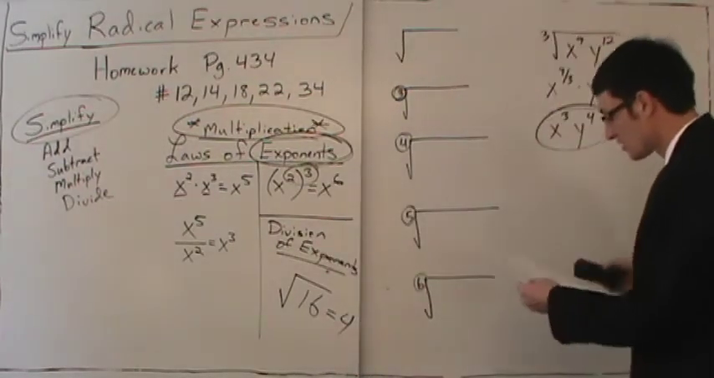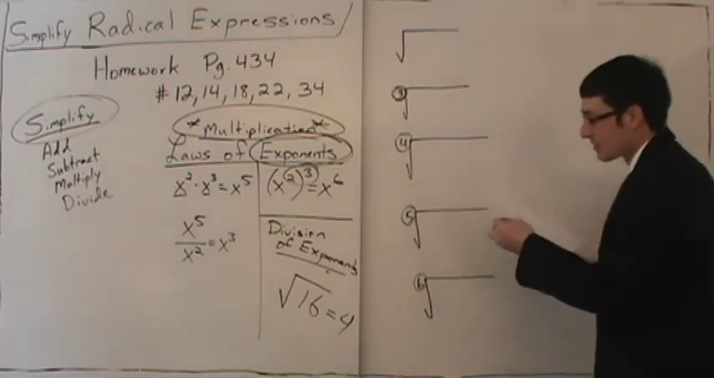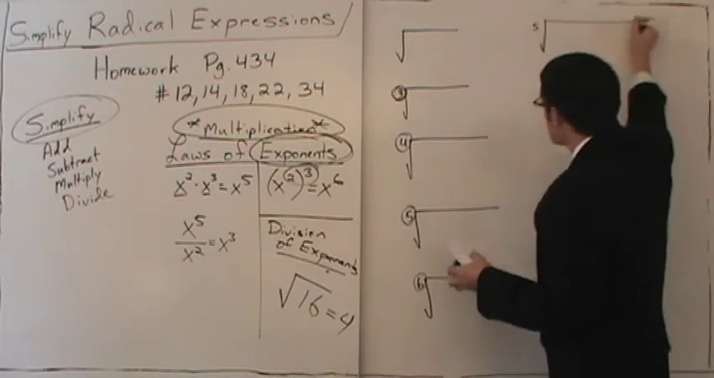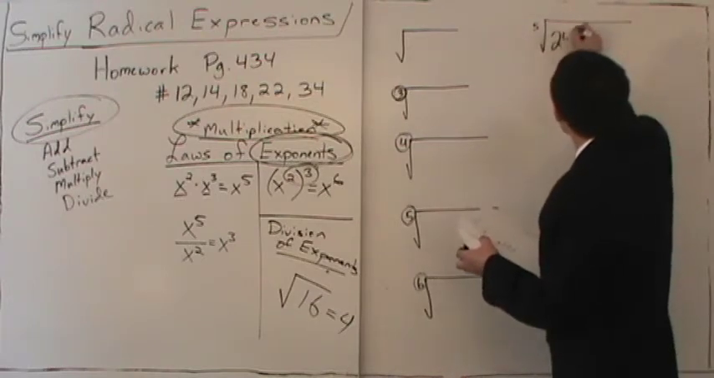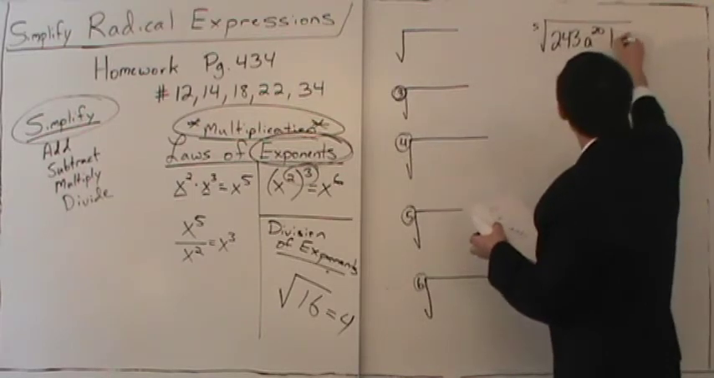Now, let's look at 4 little examples that I've created here, and we'll be done with this video. Okay, so we're looking at the 5th root. This is like your homework problems. The 5th root of 243, a to the 20th, b to the 25th.